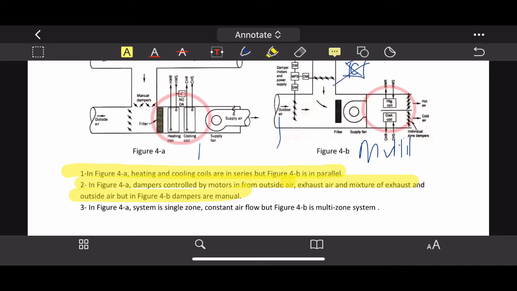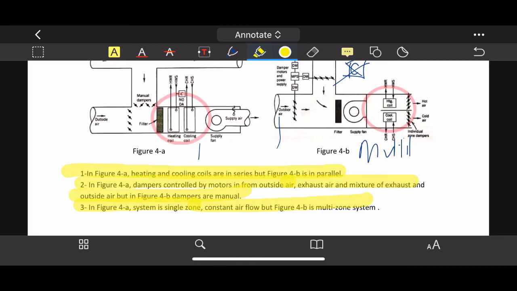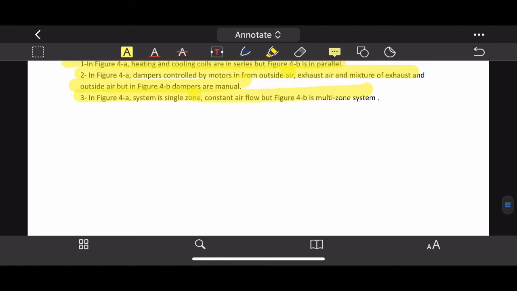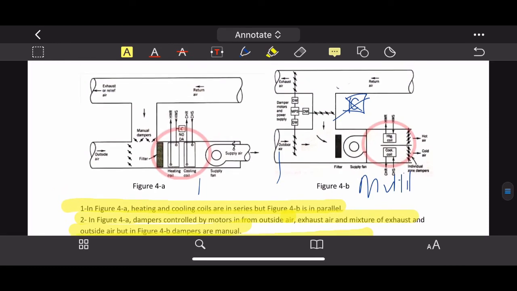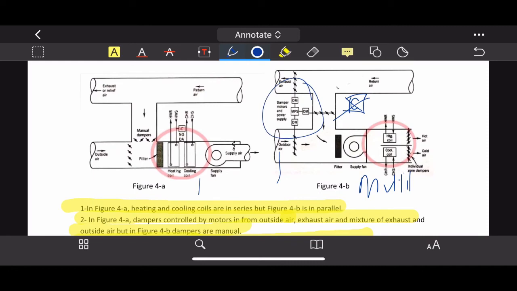Right, figure 4A system is single zone and figure 4B is for multi-zone. Okay, how do we know this? As you can see here, whenever you see there is an MPS, that means this is a multi-zone, and if there is no MPS, then this is a single zone. Right, and then you have this single system, that means sometimes you want to cool, right? Sometimes you want it to be hot. And here, heating and cooling is separated or individualized.